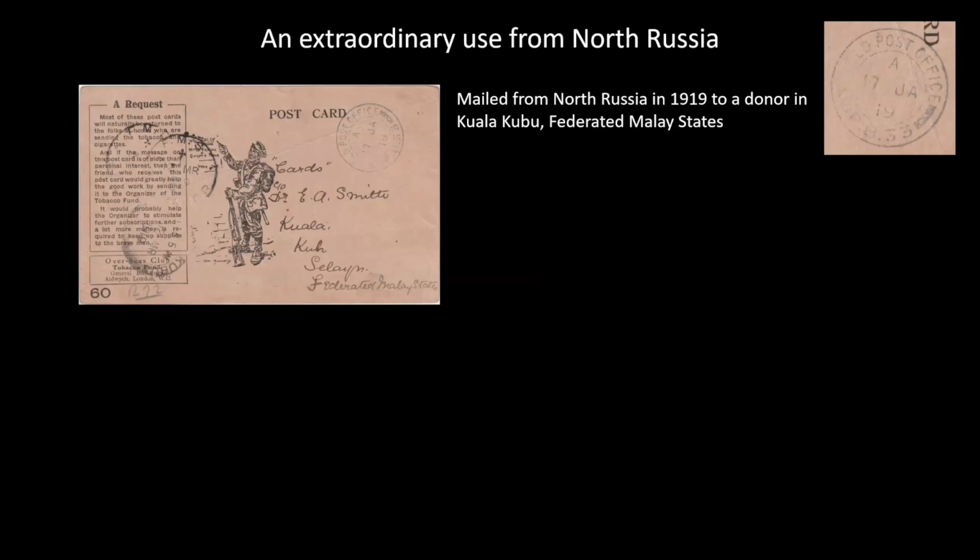So PB33 was a field post office in Pechanga in North Russia. So it was on the coast near Finland, in North Russia, and the donor was in the Federated Malay States. So very uncommon field post office, very uncommon destination. So the card is very cool already for those two reasons.